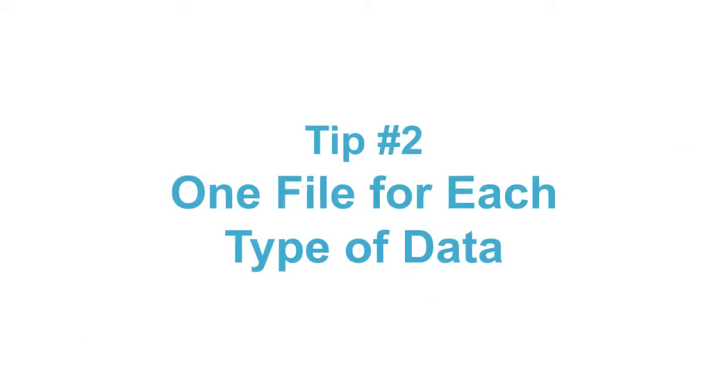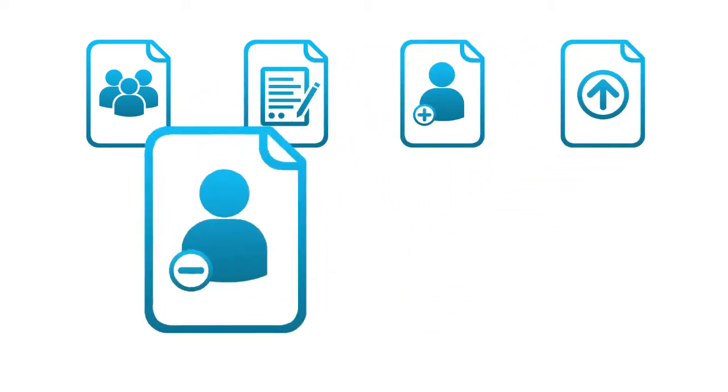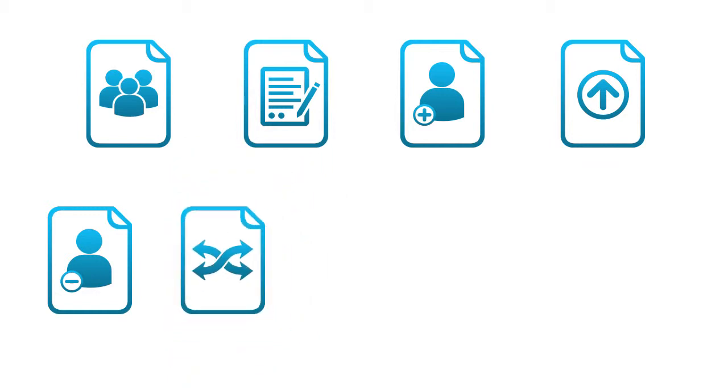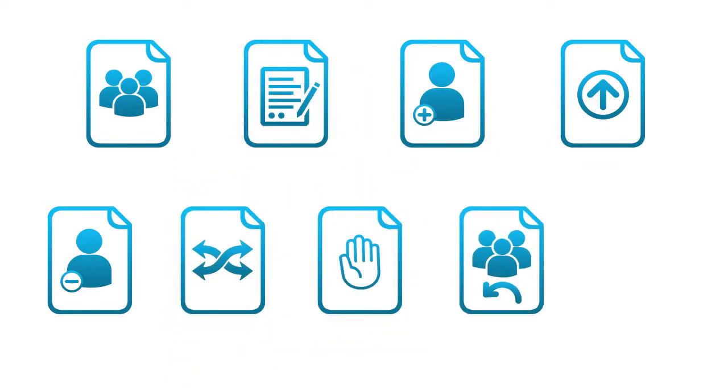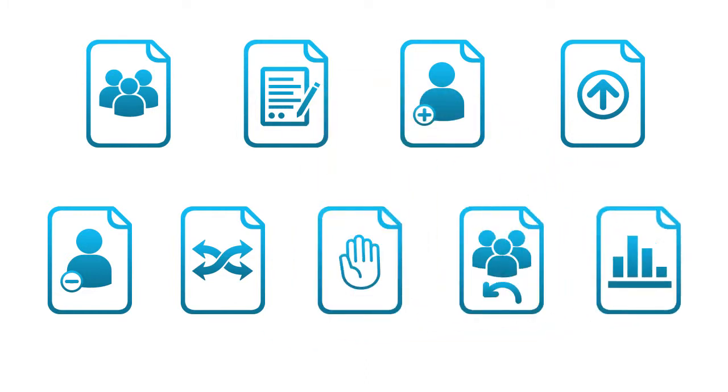One file for each type of data. Each type of data you import will be in its own separate CSV file. So if you import a full set of data into your DVAP-Base dataset, you will have a workforce file, an applicant file, a hires file, a promotions file, a terminations file, a transfers file, an accommodations file, a prior year workforce file, and a related data file.